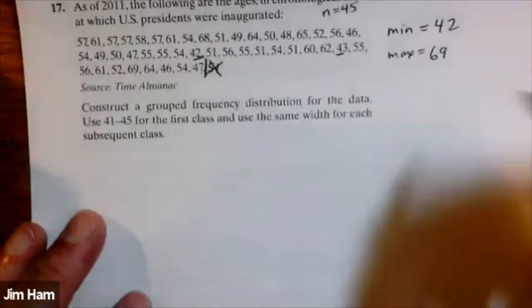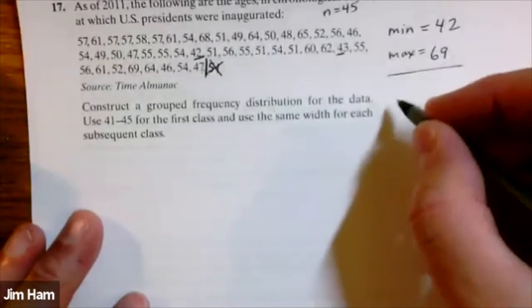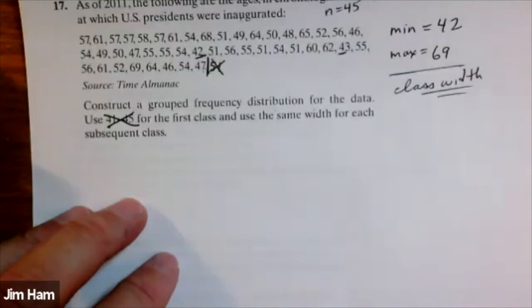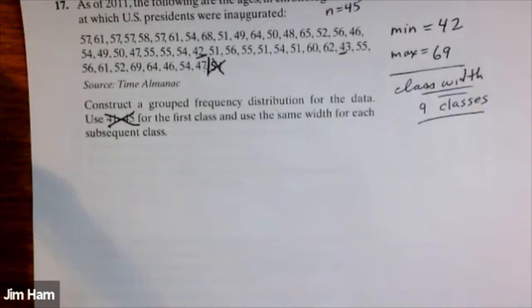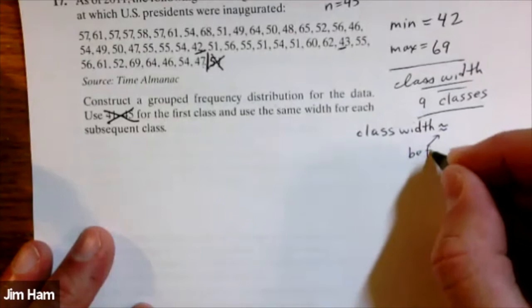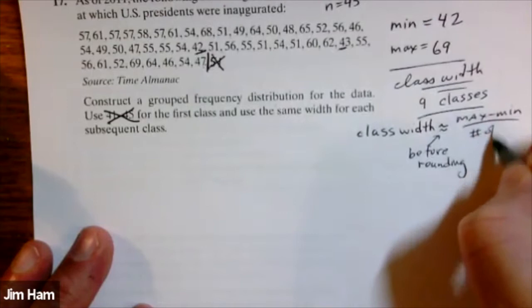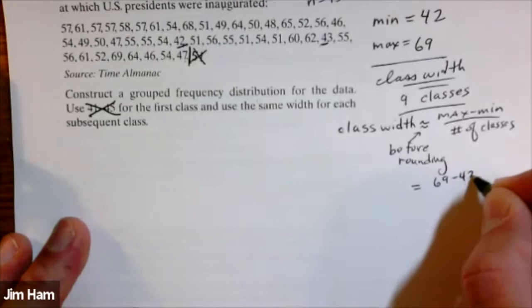All right, so let's determine the class width. Okay, I'm going to ignore this, 45, 10. Let's say we want nine classes. So 45 data values divided by nine would average about five data values in each class. Okay, so here's the calculation of the class width. It's approximately equal to, and this is before the rounding, we're going to take the max minus the min, and then divide by the number of classes. We've already identified those numbers. So we're going to take 69, subtract 42, and then divide by nine.